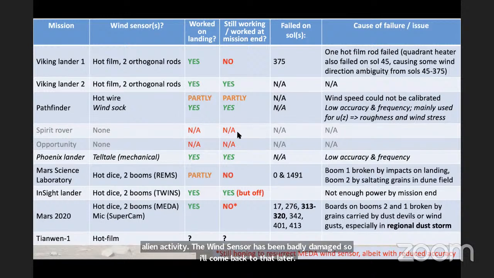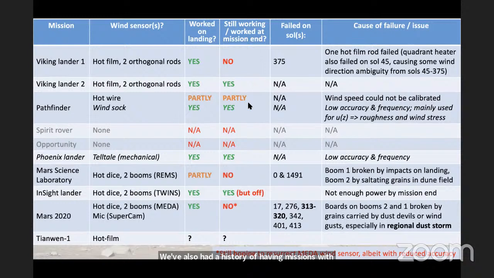We've also had a history of having missions with no wind sensors. We've had missions with mechanical wind sensors, which have in some ways been more reliable, but in other ways, those measurements are made by imaging, the telltale or the windsock. That by definition means low frequency and reduced accuracy of the measurement.